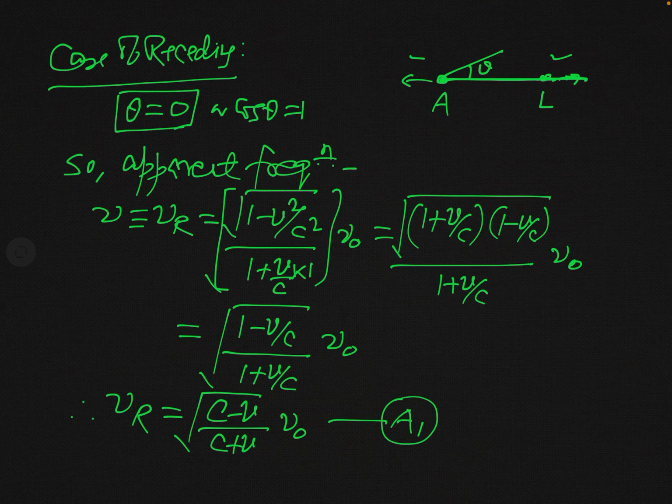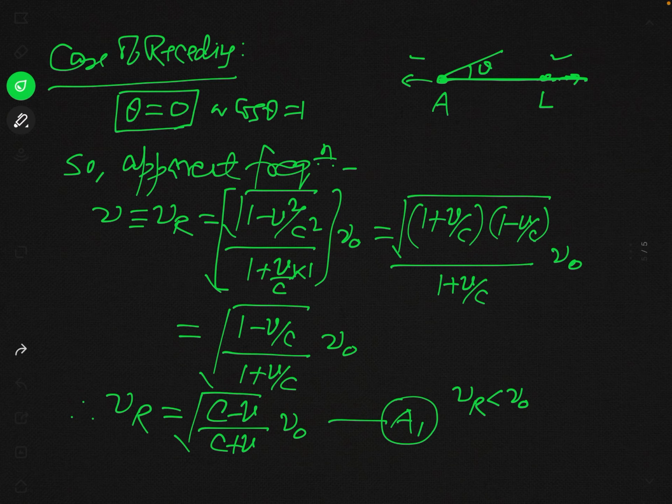Now you can see as the numerator c minus v is smaller than the denominator c plus v, so you can easily say that in this case the apparent frequency nu r is less than the actual frequency nu naught. Although you have seen in case of approach nu is actually greater than nu naught, in this case nu will be less than nu naught. When you say nu, that is apparent frequency, and nu naught is actual frequency.